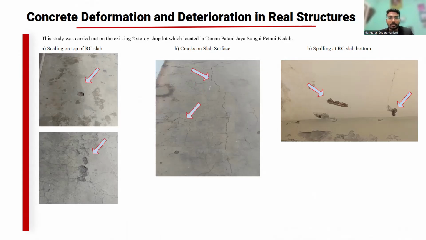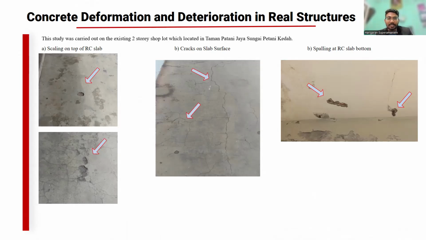Before we move on to how we are going to repair these, there are several causes, or factors, that affect it. First, the scaling on the top of the RC slab. We can say that maybe during construction they did not cure properly, so that's why it's localized. Not the whole portion, only a certain portion scales, like peeling off a small piece of concrete layer.